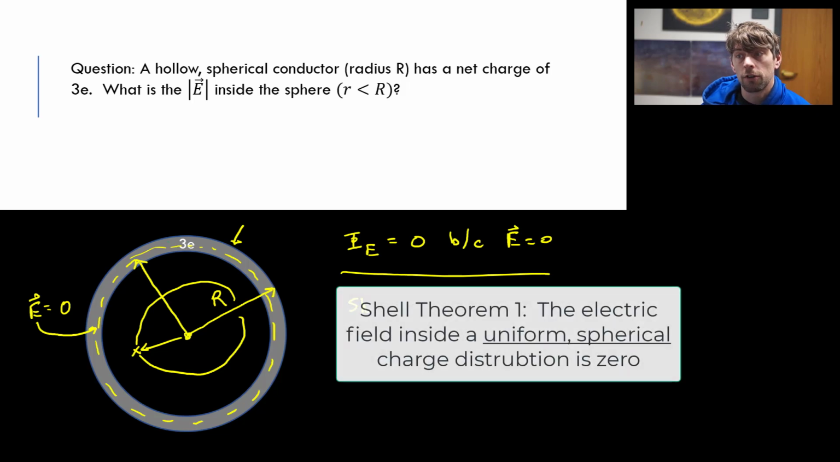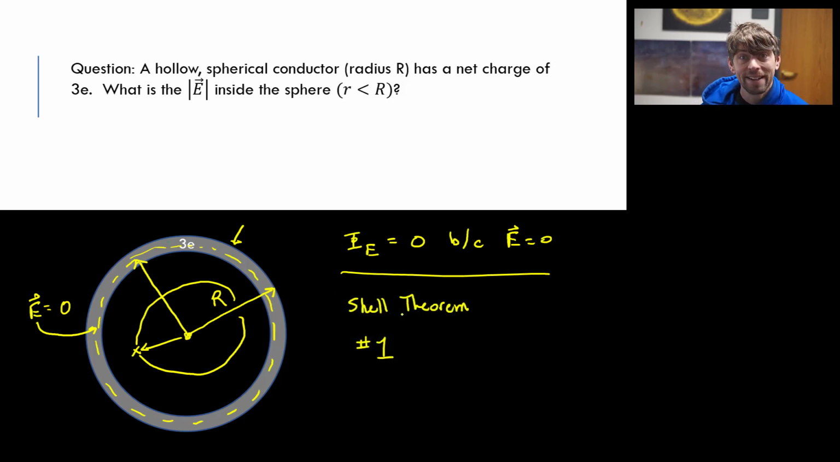Sometimes it's called the shell theorem. And in fact, there's two versions of the shell theorem. This is the first, so number one. And it states, the shell theorem states verbally, that when you are inside a uniform distribution of charges that's spherical, the electric field has to be zero. Could go a little further than that. You could say the Coulomb force is also equal to zero. Okay, so, pretty cool, huh?